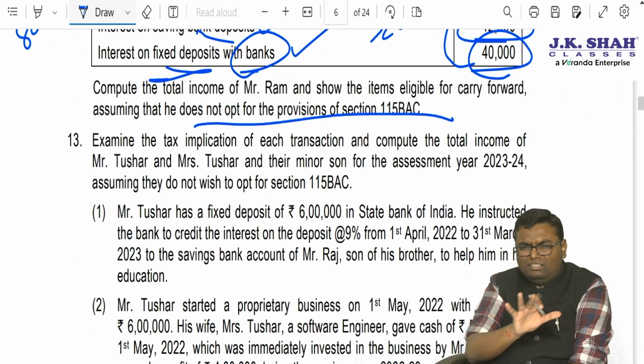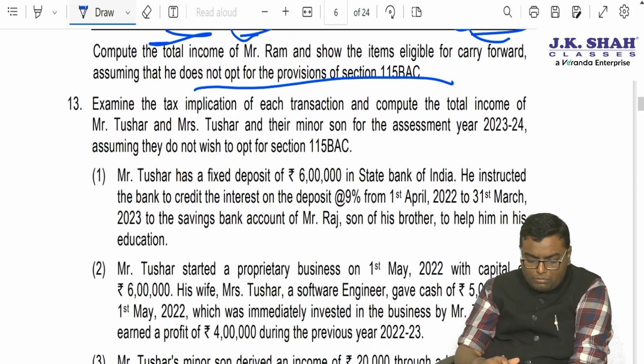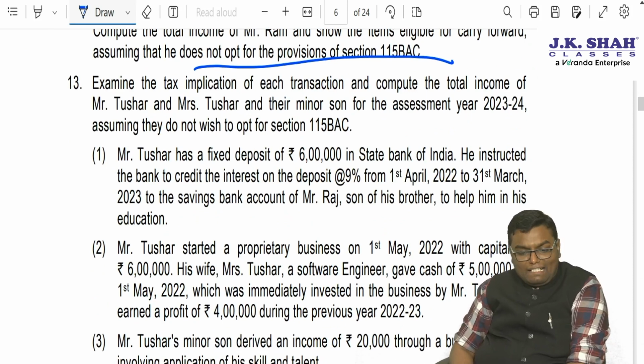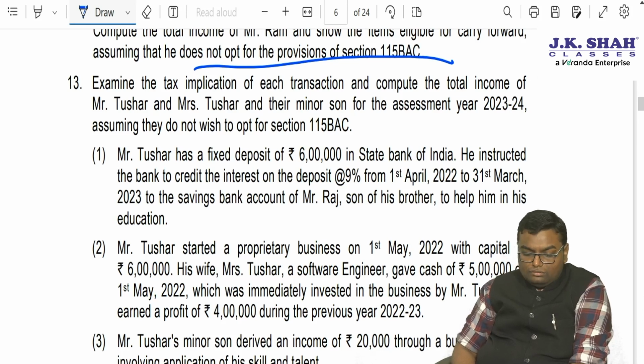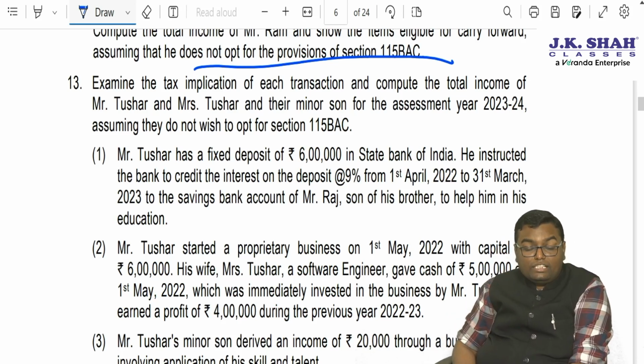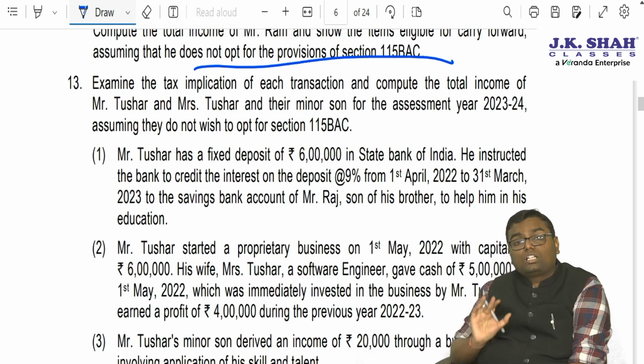So, okay. Nice question. Based on module only, no much difficulty was there in this. Moving forward. Examine the tax implication of each transaction and compute the total income of Mr. Tushar, Mrs. Tushar, and their minor son, if they do not opt for 115BAC. Whenever minor son income and all that is concerned, we can understand they are trying us to follow the clubbing chapter somewhere.